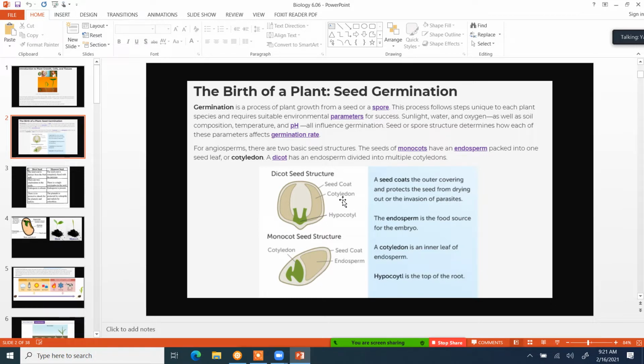Another thing they mention here is that there's a seed coat. You obviously have to protect the seeds, so there's a seed coat that protects it from drying out and protects all of this here. Now we also have something called the hypocotyl. This is the top of the root. I don't think it shows that good of a picture here.